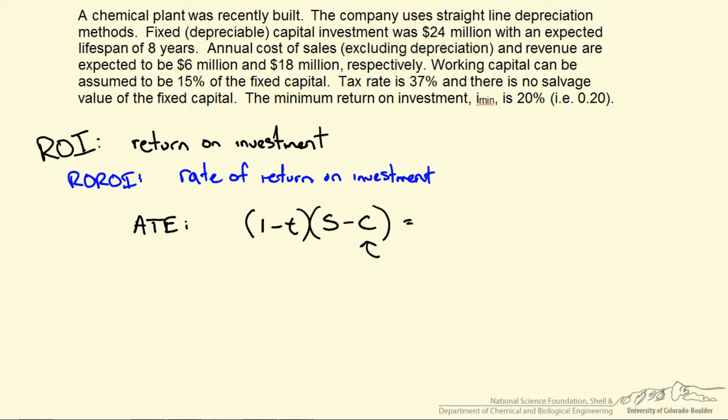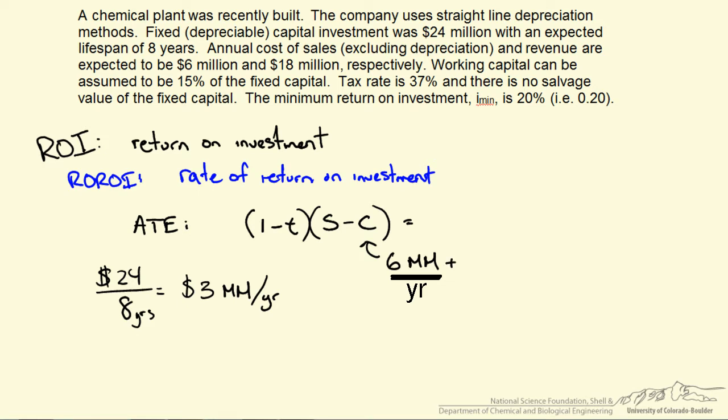So we would write this in as $6 million, except our depreciation is our loss in assets, so we would have to account for that as an annual cost. To determine our straight line depreciation, we would take the total fixed capital investment of $24 million and divide it by our lifespan, which is 8 years. So this tells us that we have $3 million a year that our capital investment is depreciating. Our cost would be the $6 million plus the $3 million a year.